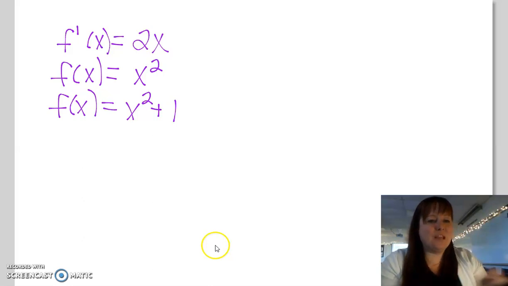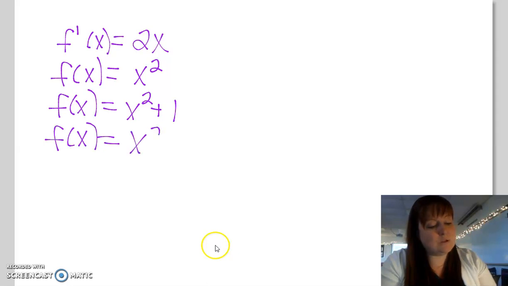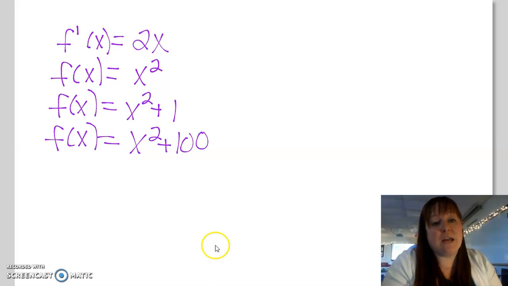Anyway, so here we are, finding the derivatives. If 2x is the derivative, the function could have been x squared. The function could have been x squared plus 1. The function could have been x squared plus 100. It had to have x squared in it, and it had to have no other x's, right? But it could have had any constant behind it.